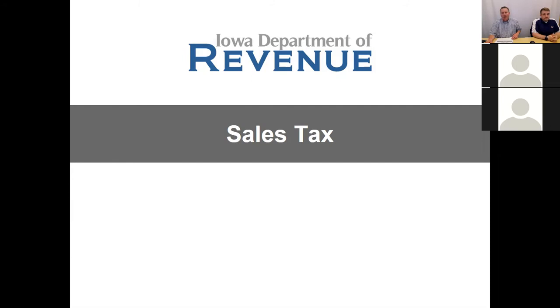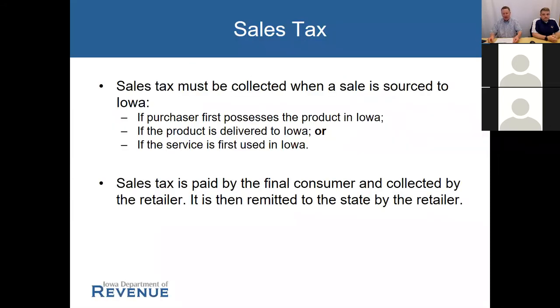Again, we're sticking with the sales tax topic here. Sales tax must be collected when a sale is sourced to Iowa. What are you talking about here, Terry? Well, if a purchaser first possesses the product in Iowa, that means it's going to be a sale that is sourced to Iowa. So assuming you're not exempt from tax, assuming this is a taxable sale, the state sales tax plus applicable local option sales tax is going to be due.